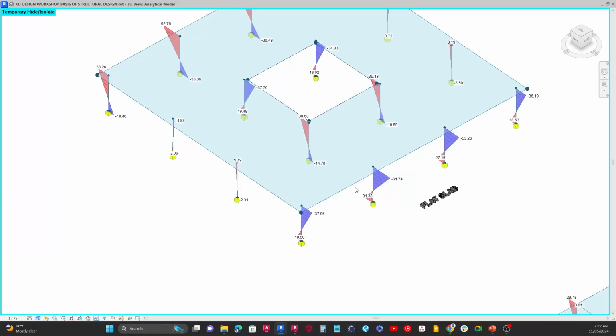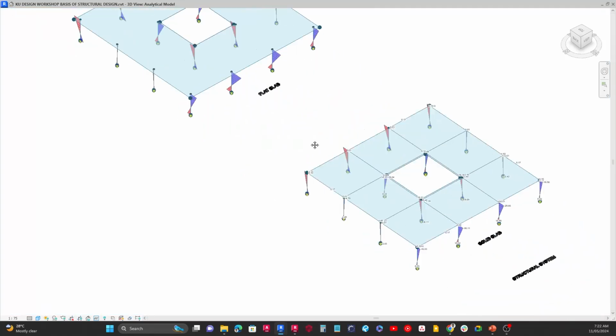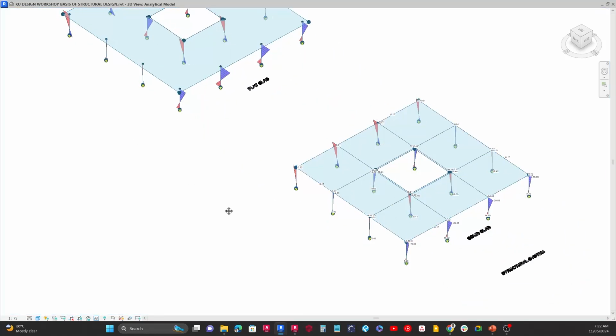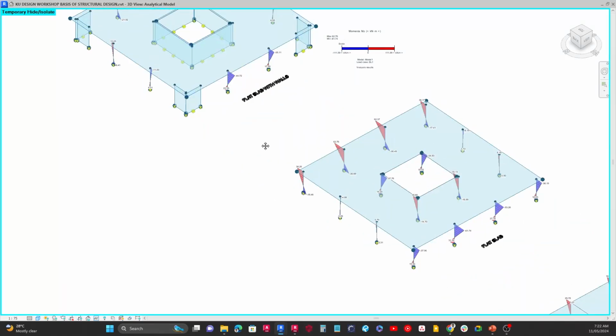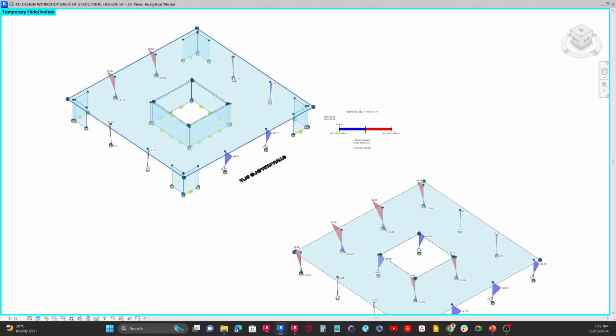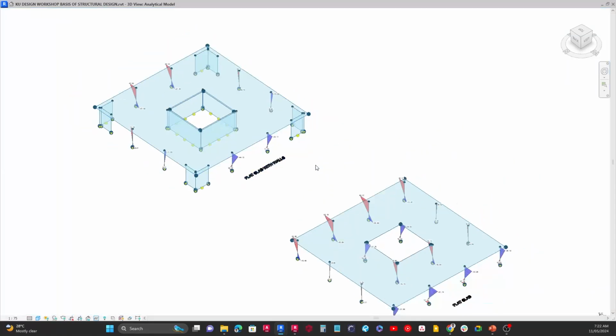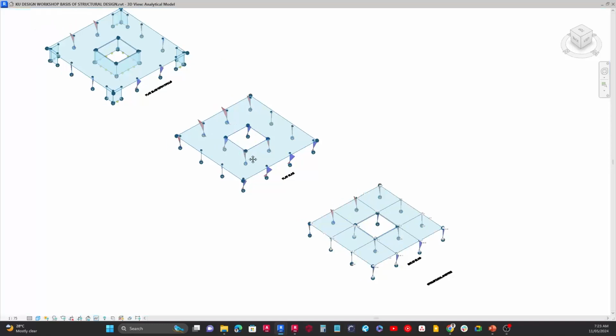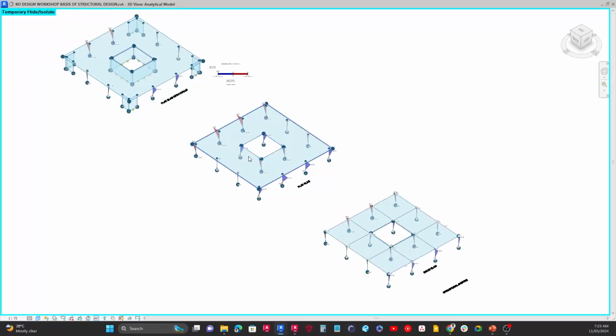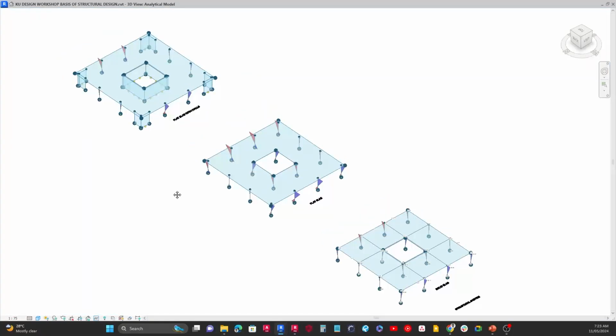You can see here we have higher moments as well, but it will not be as much as the one for the solid slabs. Now the one for the combination of the flat slab with walls is just kind of an in-between, right? At the end of the day, knowing which one to use is based on your experience and the project requirements as well. So this is very, very vital.